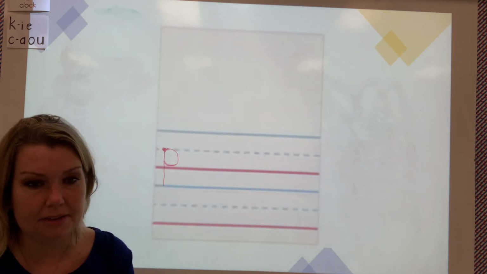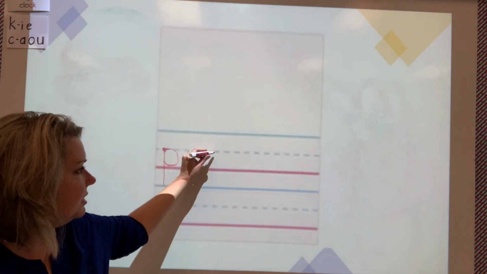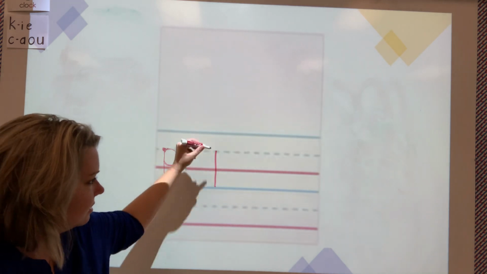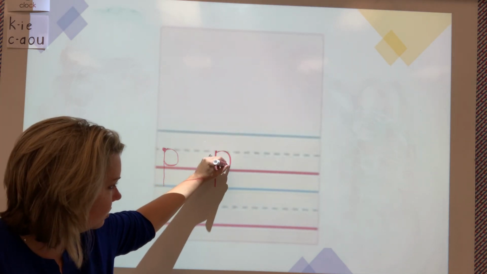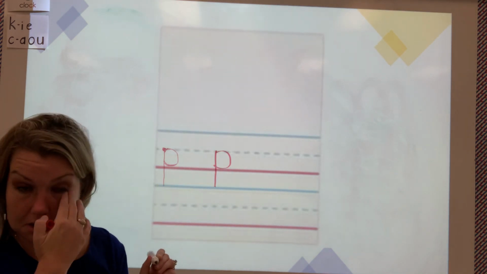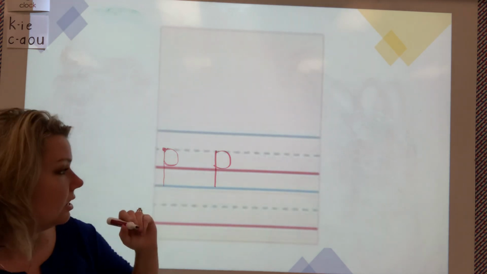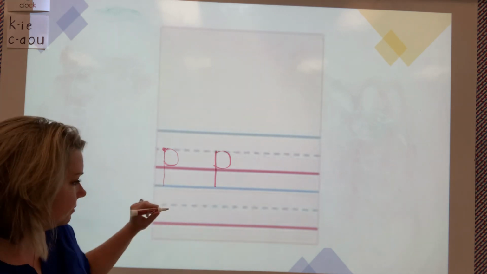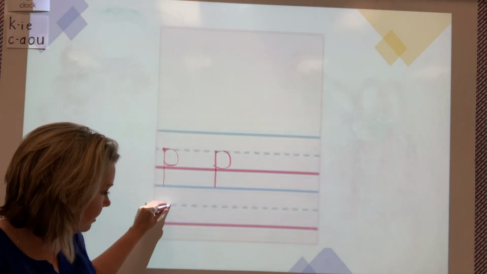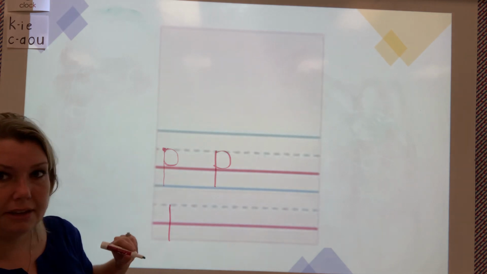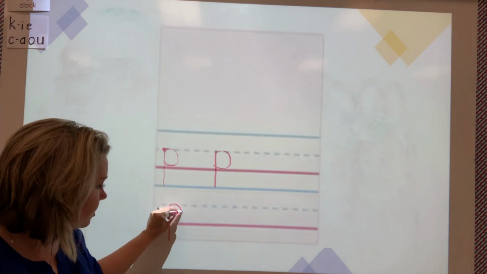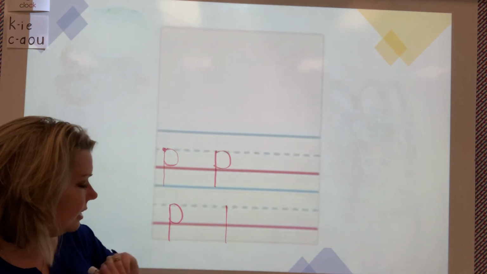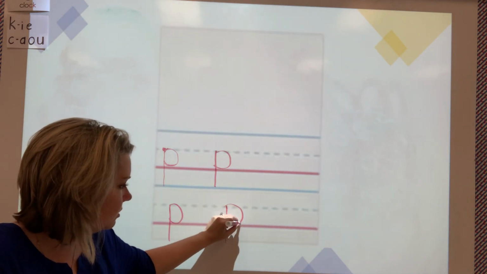Let's try that again. Point to the dotted line. Long line down. Lift. Go back to the dotted line. Circle to the right. One more time. This time, do it on your table or the floor or the wall. Point to the dotted line, straight line down, lift, circle to the right.